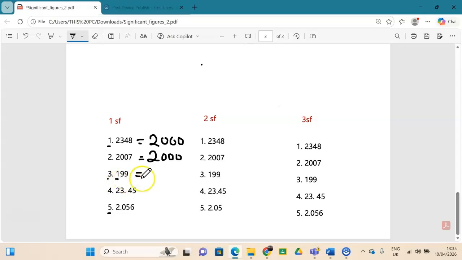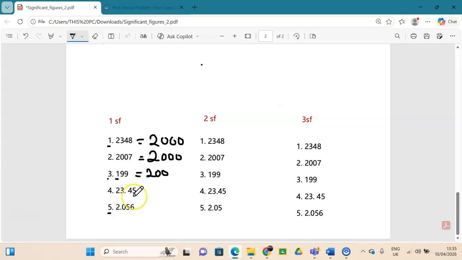Now what happens here also? This is 199. If we round it, we move 1 from here, this becomes 2, because the next number after the first digit is actually up to 5. It's 9. So we're going to pick 1 from it and make this 2. So this becomes 200. Every other thing turns to 0.